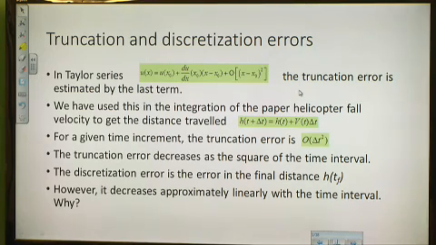But that's not the discretization error. The discretization error is what we get after we apply this scheme to solve the differential equation. And in our case, the way I did it in class, I specified some final time, and we calculated the distance traversed.